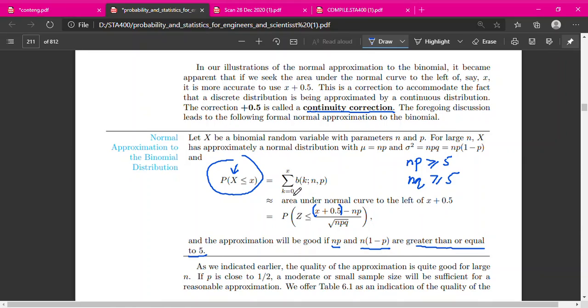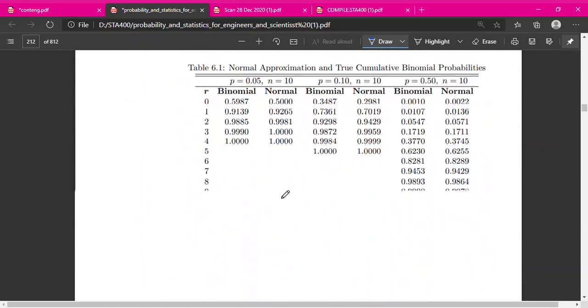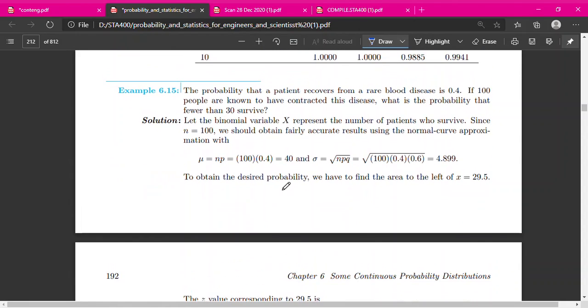Okay, we look at the example. Kat sini, the probability that a patient recovers from a rare blood disease is 0.4. Ini adalah probability of success. Dia punya variable X actually adalah number of patients recover from a rare blood disease. Probability of success, X ni maksudnya success lah. Probability of success is 0.4.